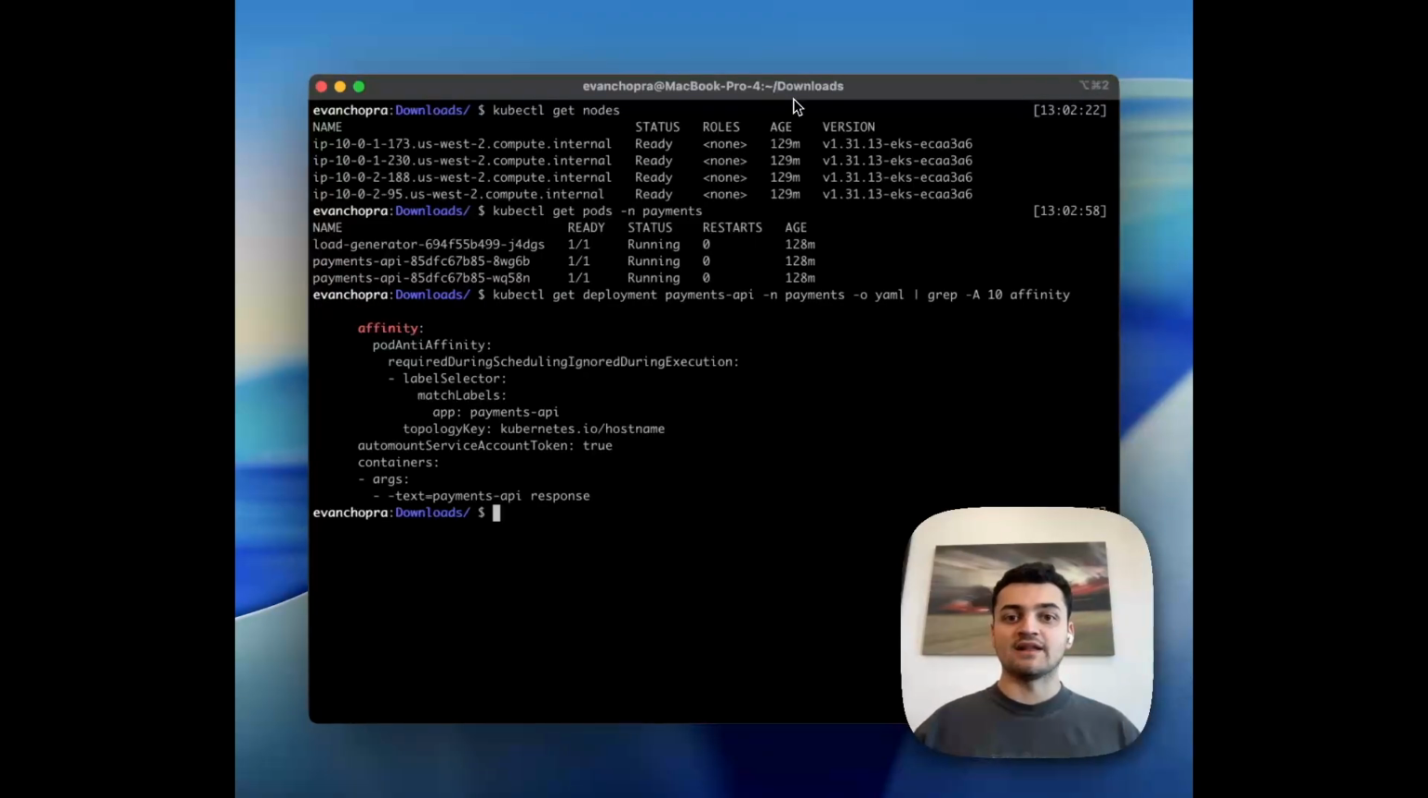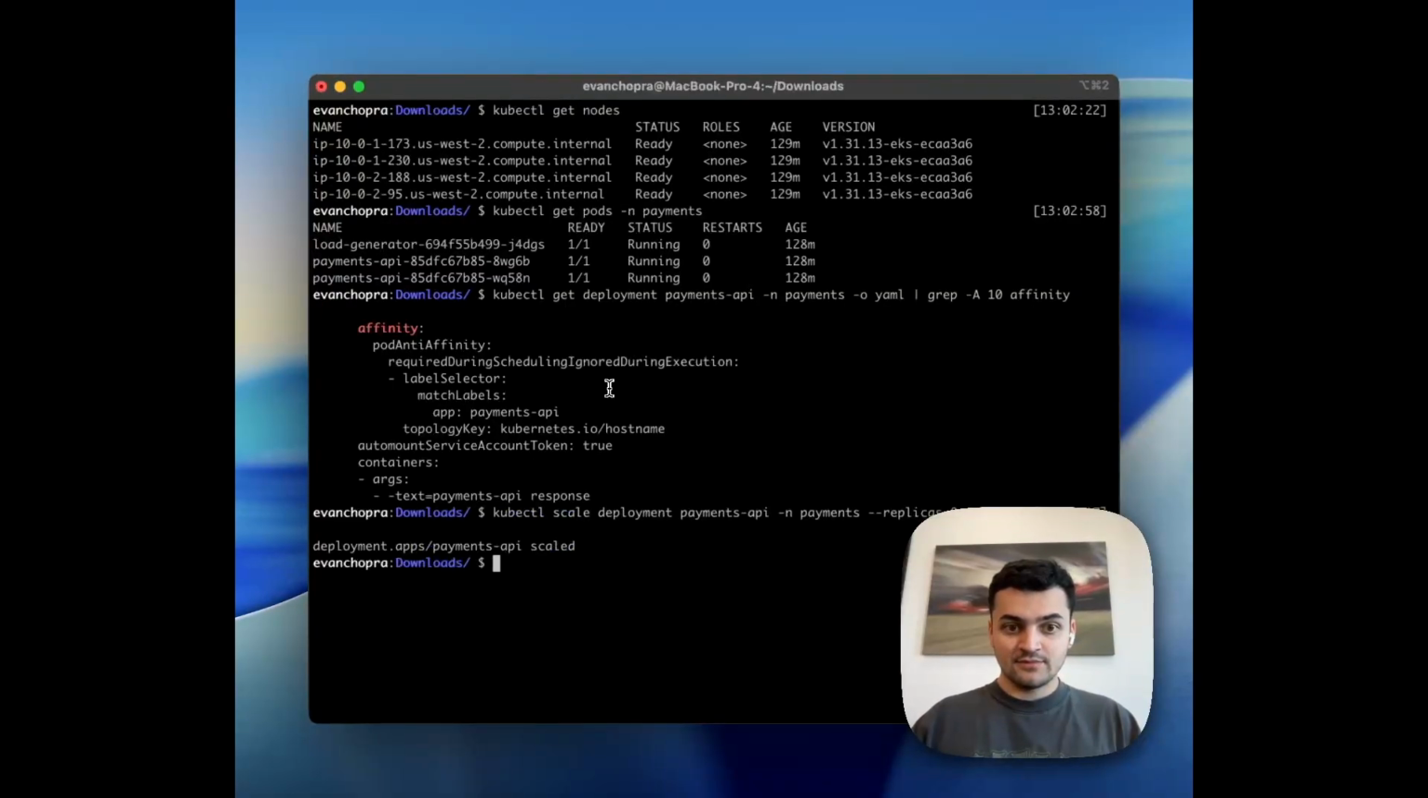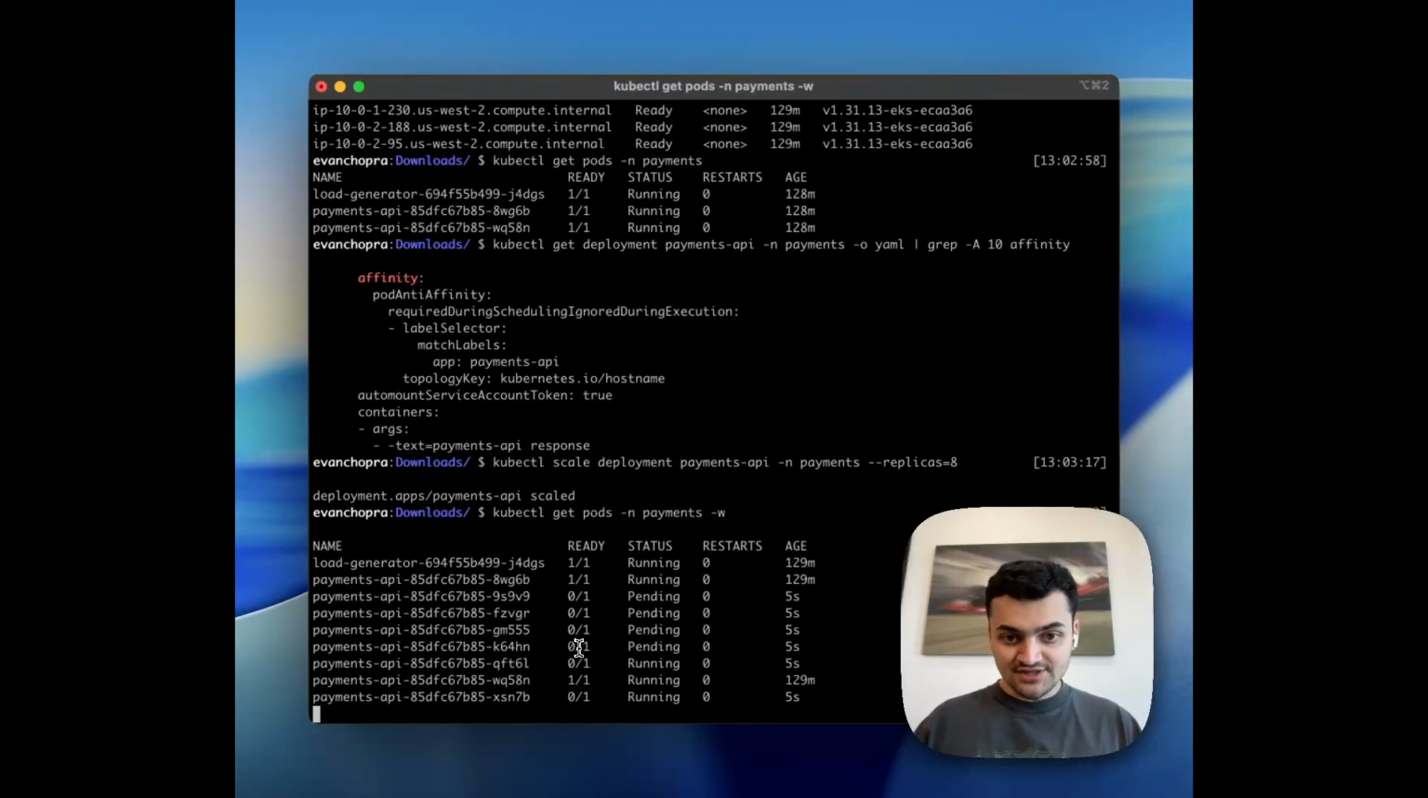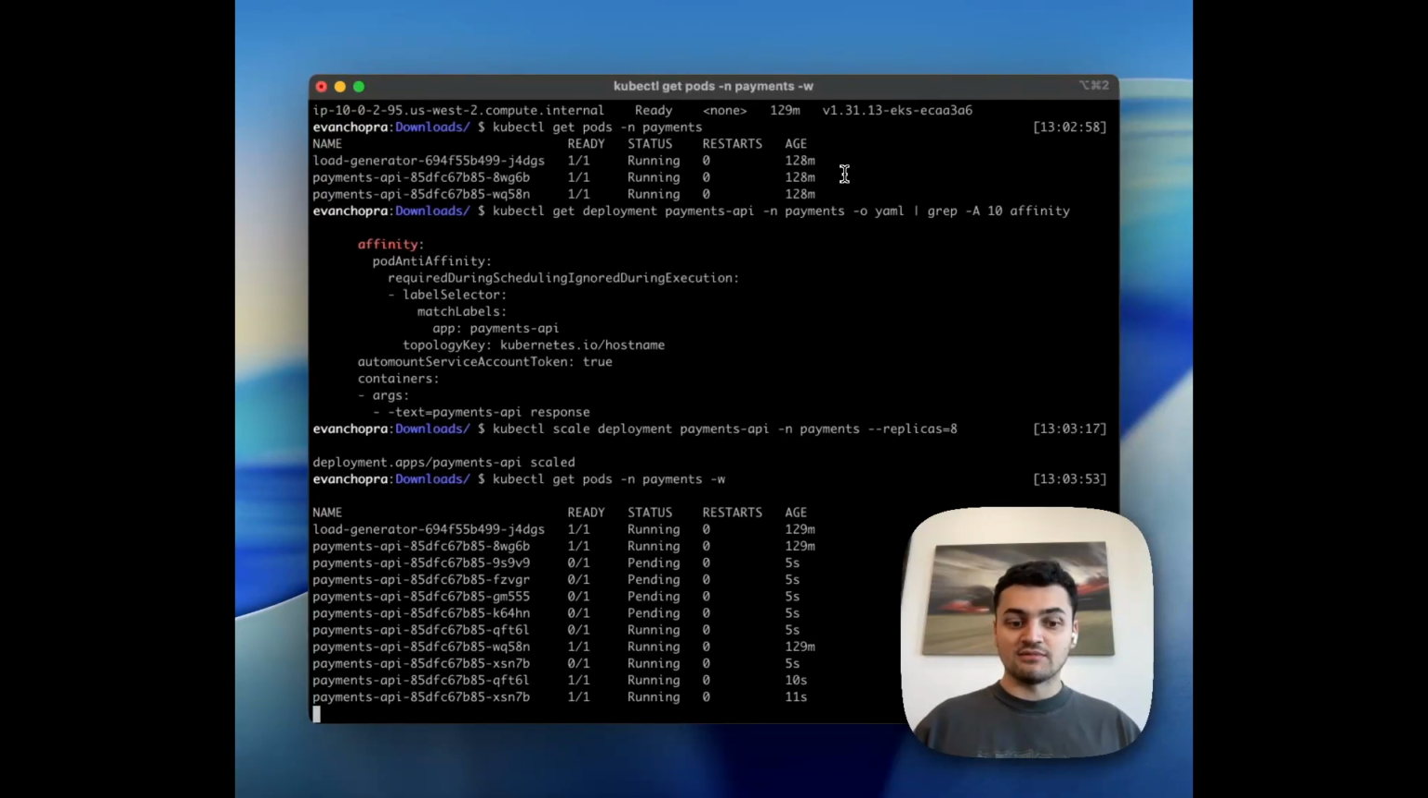Now, why is that problematic? So let's actually simulate a traffic spike. Let's say the HPA kicks in and tries to scale from 2 to 8 replicas. So let me just manually have that scale. Okay, so now we're going to, again, look at the pods and wait for them to come up here. What you'll see is it's going to be able to scale to about 4 replicas for the payments API. But past that, it's going to run into problems.